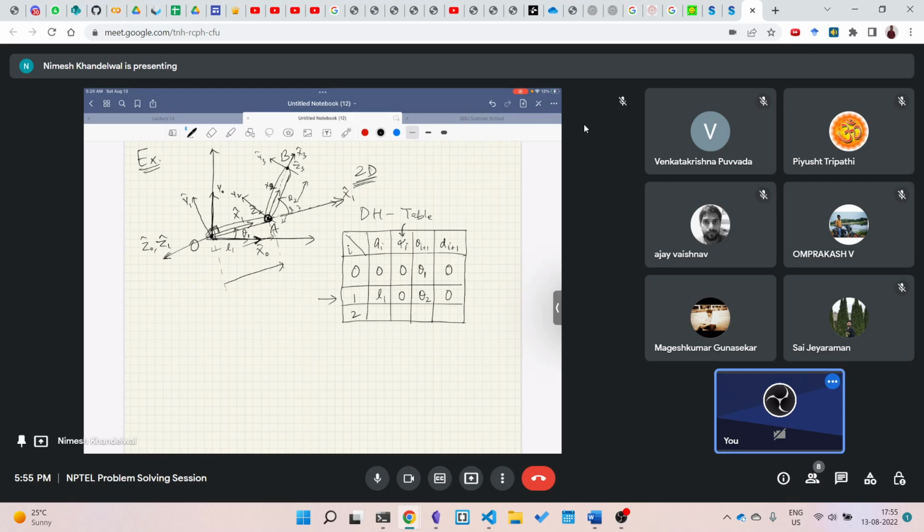Again, this is 0. In zero. Okay. And similarly, if I do it for the last link, link 2, you can verify these will be 0, 0, 0. Any problem?